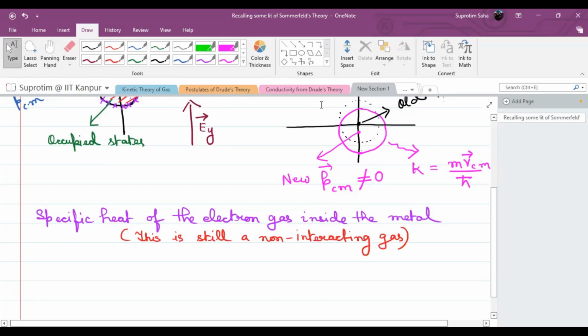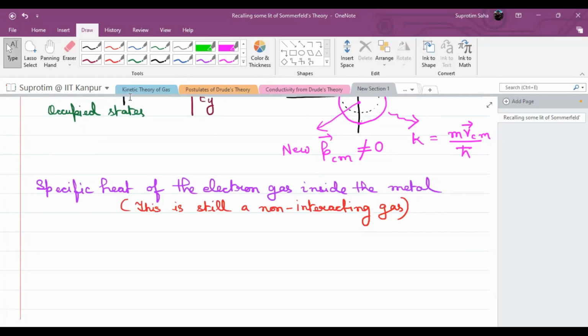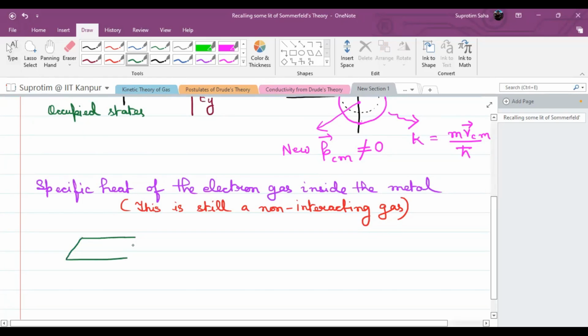Let me just check whether it's recording. Yes, absolutely. So now what we started with is the cubic box, the cubic box that we had, where Sommerfeld imposed the periodic boundary conditions.